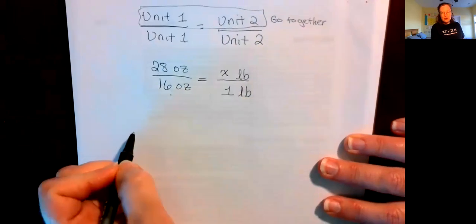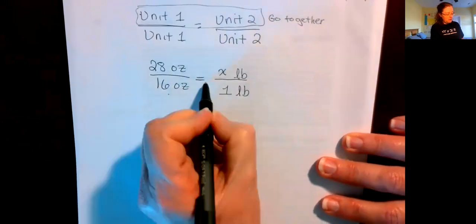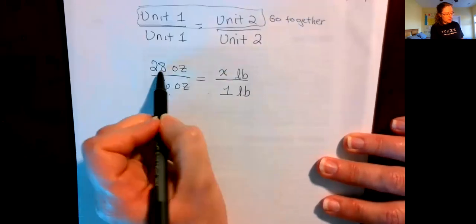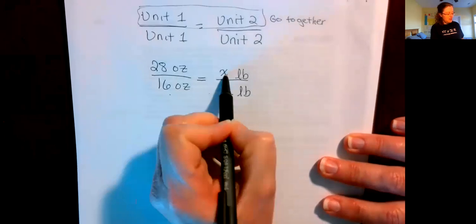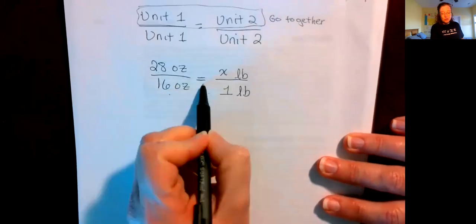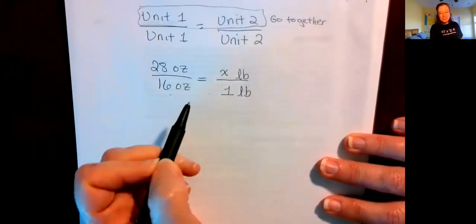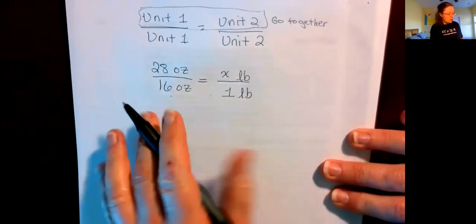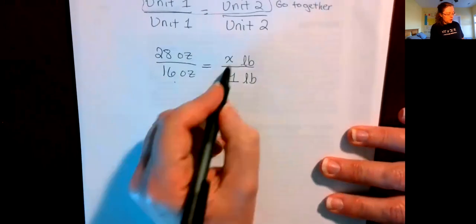So we can do it this way. I kind of like that. I usually teach it the other method, but I kind of like how it went: 28 ounces equals X, 16 ounces equals 1. I think I might start teaching it this way instead. I like that. Okay, so we would cross multiply to solve again.